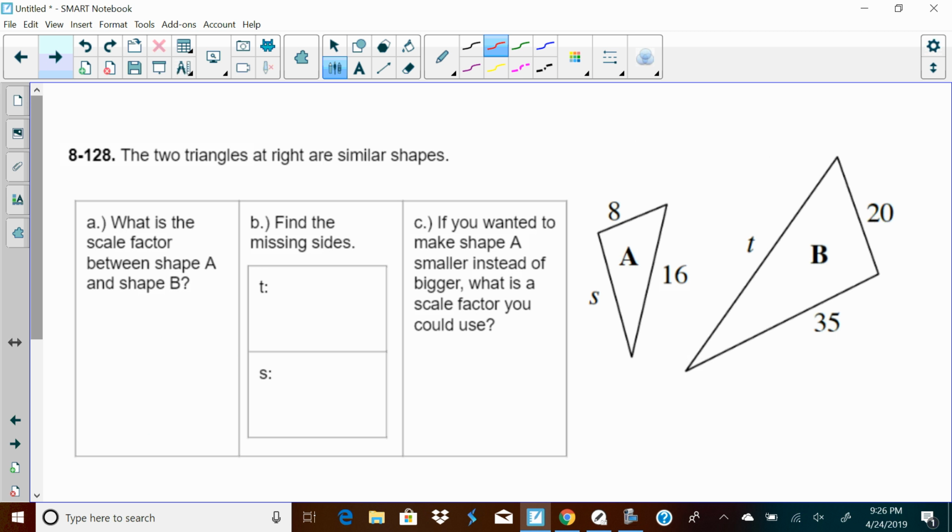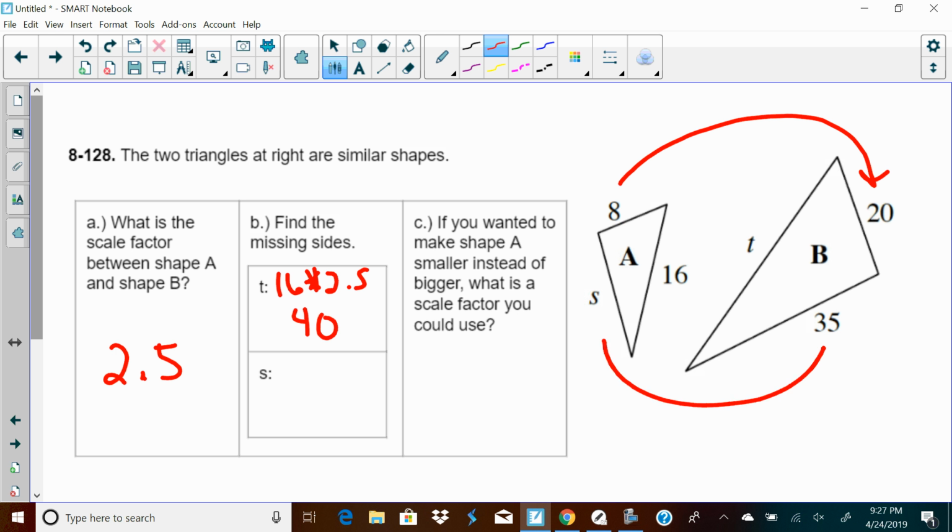128, the two triangles are right of similar shapes. What's the scale factor between shape A to shape B? So I know that 8 and 20 are connected. So we do 20 divided by 8, which gives me 2.5. So to find T, I multiply 16 times 2.5, which is 40. To get S, I divide 35 by 2.5, which gives me 14.